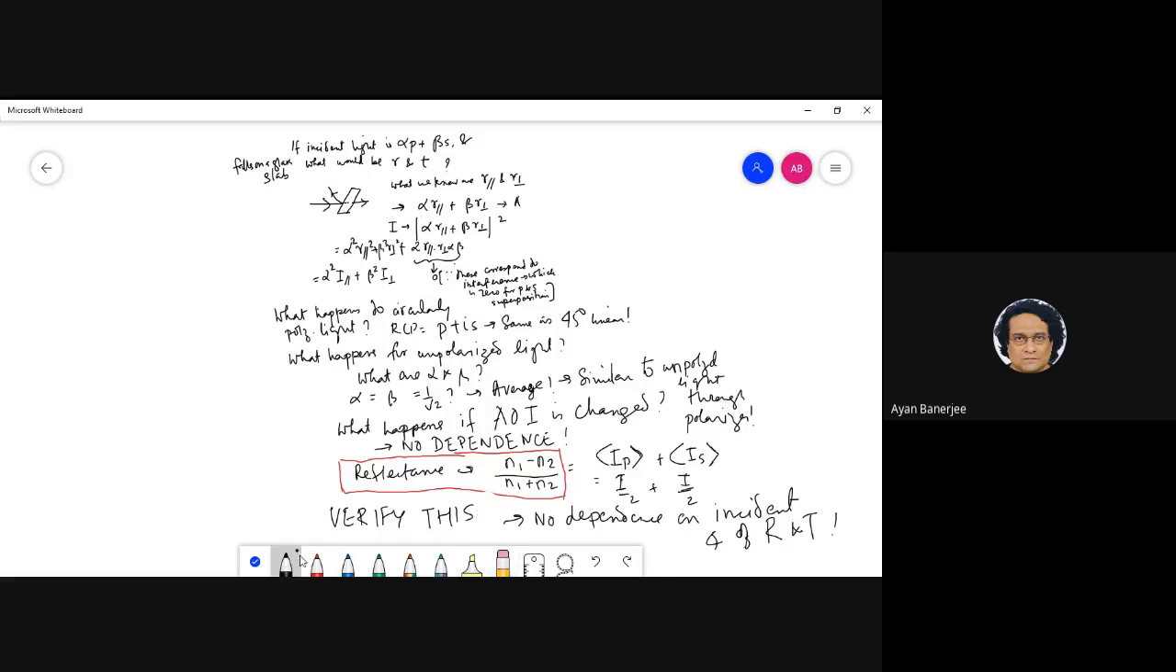So what we are stating here is that if you get unpolarized light, then irrespective of the angle of incidence, you should get the same reflectivity for a glass slab or something. Irrespective of the angle of incidence. You understand what I'm saying? I'm saying that we don't know the angle. Then how can you verify this?